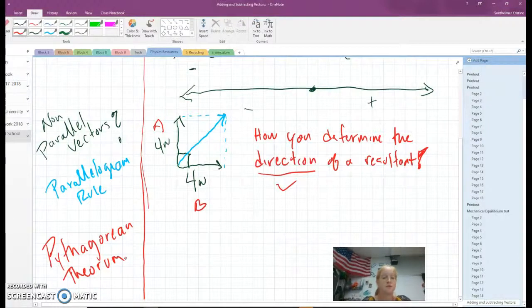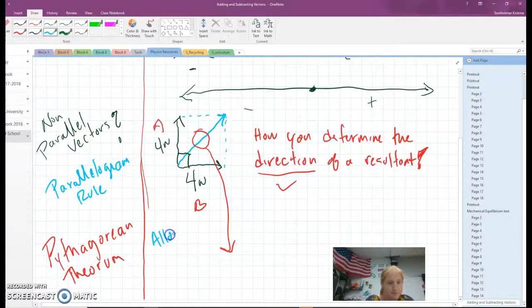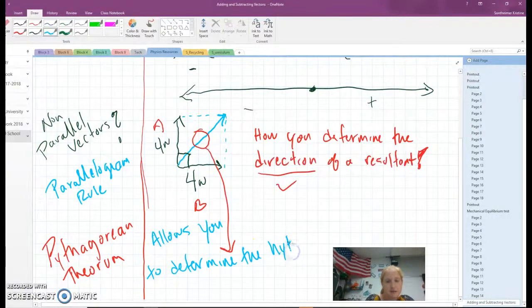Pythagorean theorem allows you to determine the hypotenuse, which is this. This is also referred to as a hypotenuse. So Pythagorean theorem allows you to determine the hypotenuse. I probably spelled this wrong. I'm sorry. Of a right triangle.